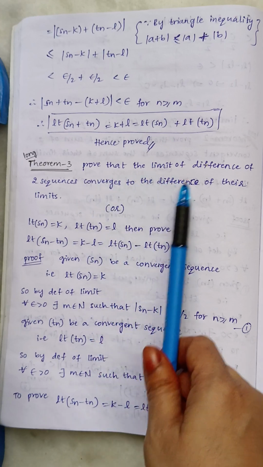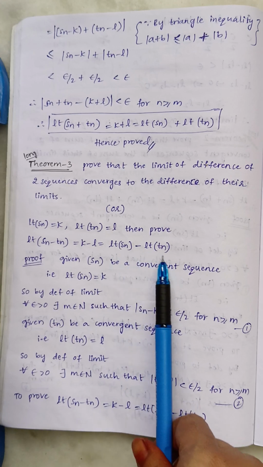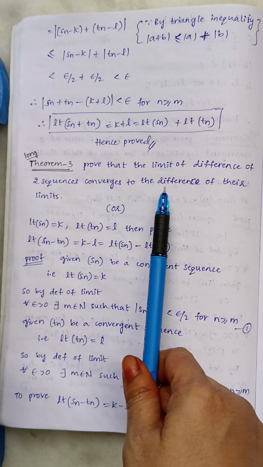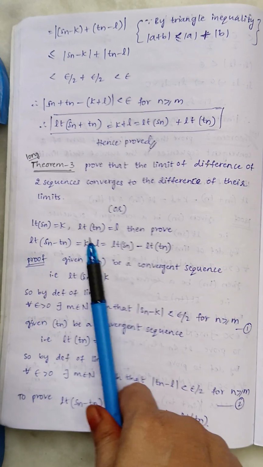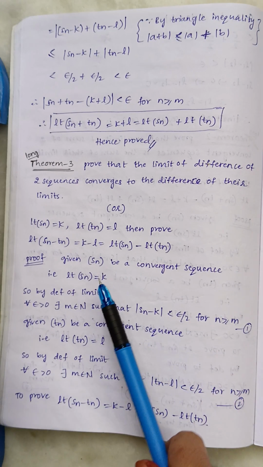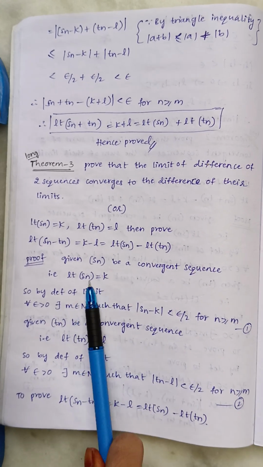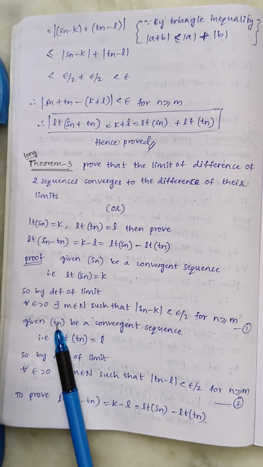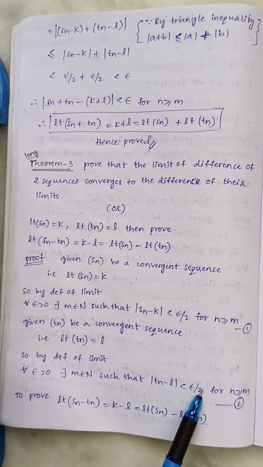Similarly, we can take the difference also: limit of Sn minus Tn equals limit of Sn minus limit of Tn. That is, the limit of the difference of two sequences converges to the difference of their limits. That means for subtraction also we can split the limit. Same as before, instead of the addition we can take the subtraction symbol here. Sn is a convergent sequence, so by definition modulus of Sn minus k is less than epsilon by 2. Similarly, Tn limit value is L, so by definition modulus of Tn minus L is less than epsilon by 2.